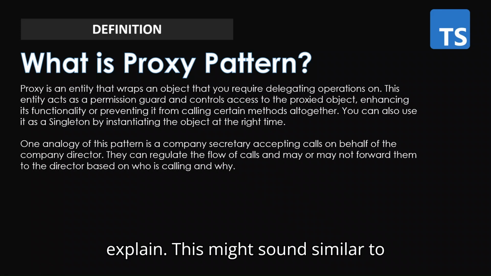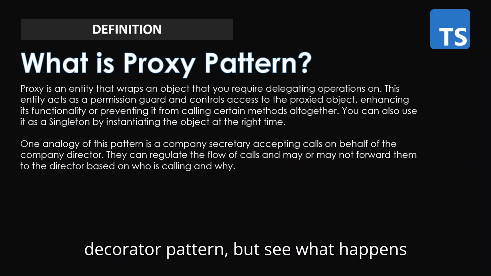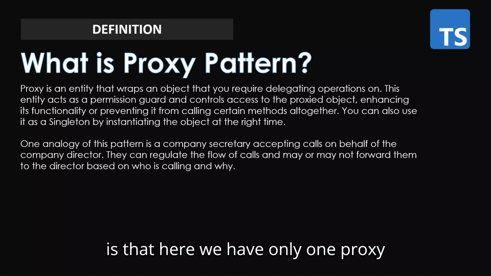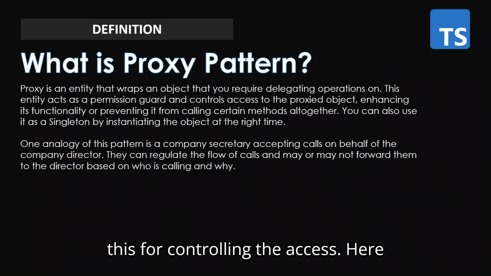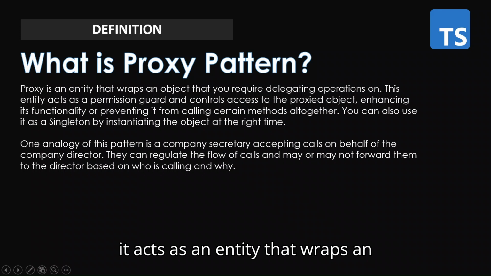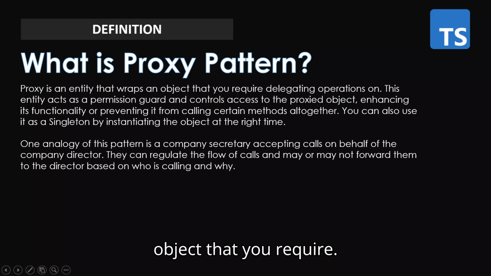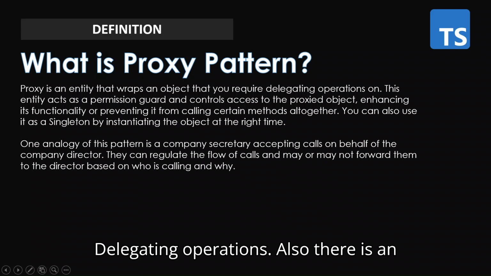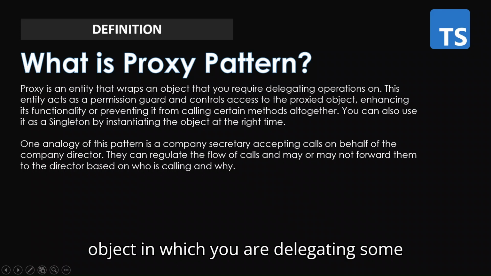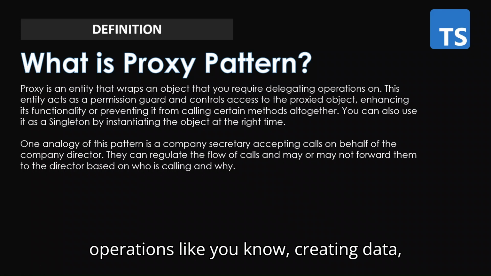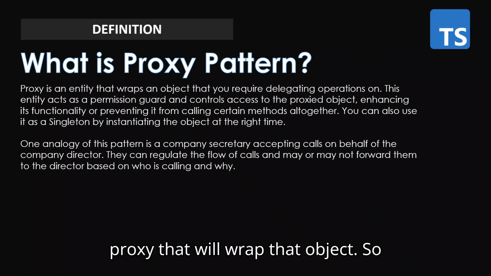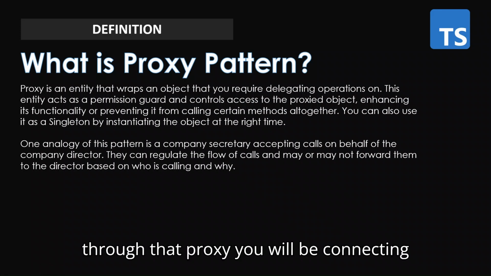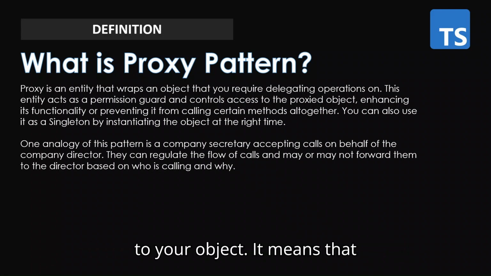This might sound similar to decorator pattern, but see what happens is that here we have only one proxy per object, and we mostly use this for controlling the access. Here it acts as an entity that wraps an object that you require delegating operations of. So there is an object in which you are delegating some operations like creating data, updating the data. So there will be a proxy that will wrap that object. So through that proxy you will be connecting to your object.